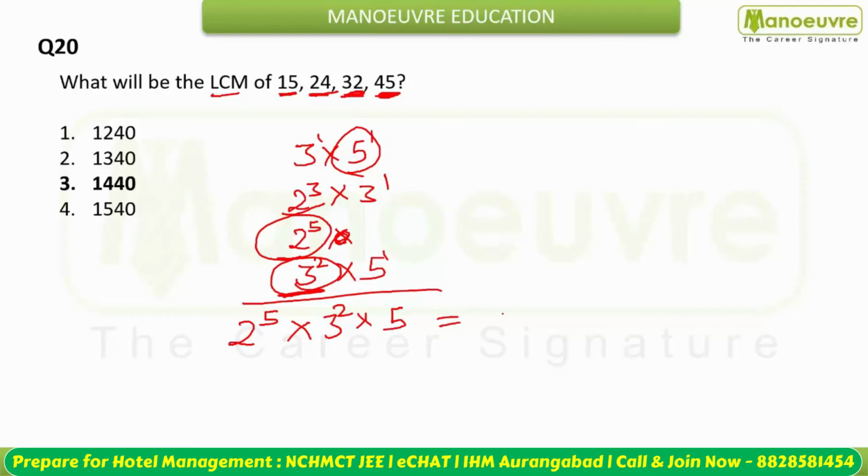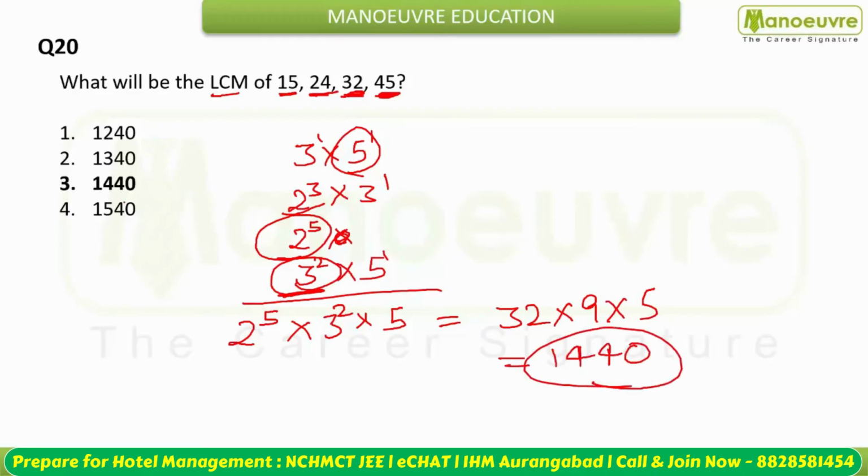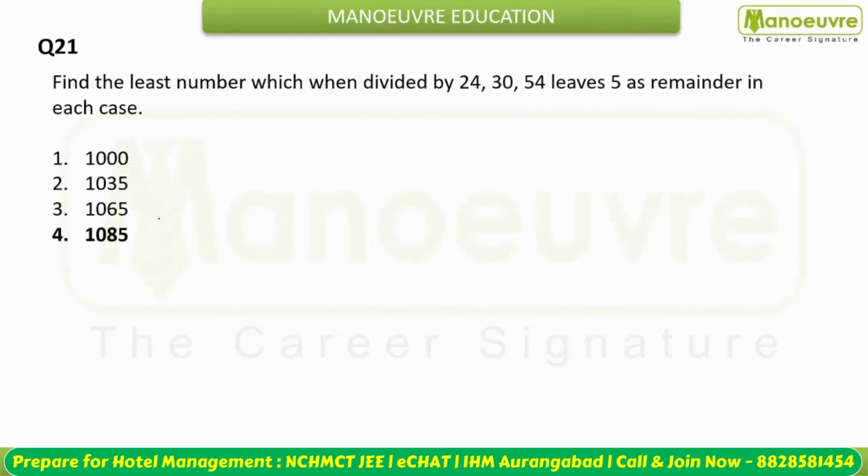So you can say this is going to be what? This is going to be 32 into 9 into 5. So your answer is going to be what? 1440. Option number C. This is going to be your correct answer. Okay. चलिए next move करते हैं.